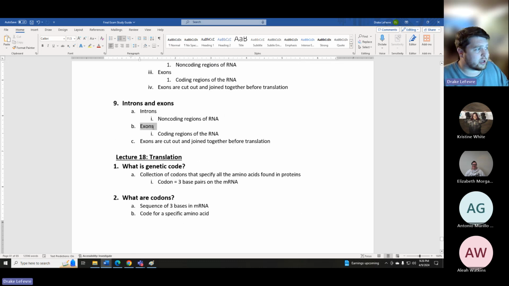Remember introns and exons, which ones are the coding or non-coding regions. He'll have at least 1 or 2 questions specifically about that. Just super, super simple points. It's literally a 50-50 shot of getting the correct answer. Just remember which one is which.